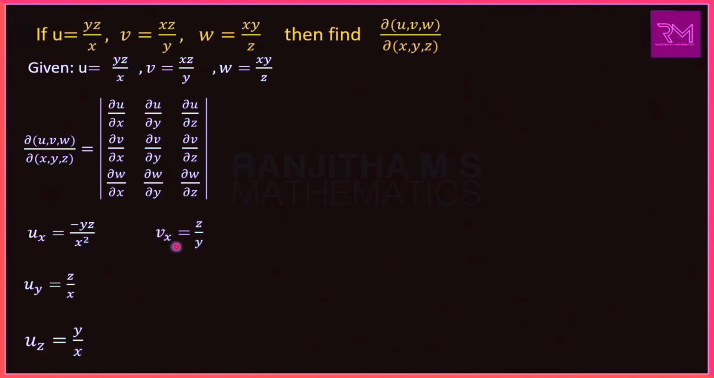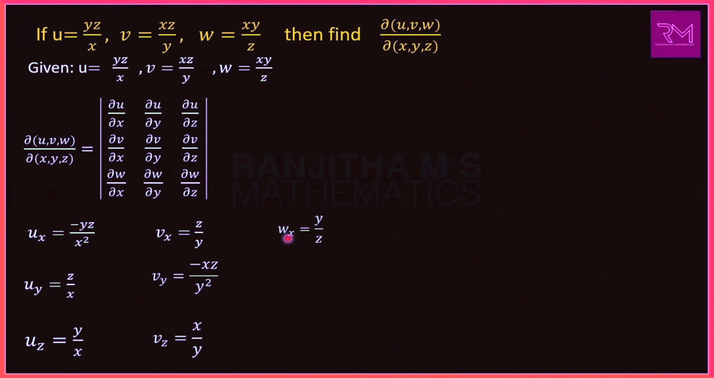Similarly we have to find vx, that is ∂v/∂x. For that we have to consider this function v is equal to xz by y. We have to treat z and y as constant. Hence we can take z by y into differentiation of x, which is 1. Hence we get vx value as z by y. Similarly vy, that is ∂v/∂y, we have to treat x and z as constant into differentiation of 1 by y, which is minus 1 by y square. Hence we get vy value as minus xz by y square. Similarly vz, here we have to treat x and y as constant. Hence we get x by y into differentiation of z, which is 1. Hence we get vz value as x by y.